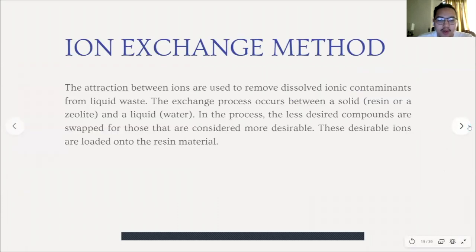The attraction between those ions is then used to remove the dissolved ionic contaminants which are present in the liquid waste. The swapping process uses a solid, which is either a resin or a zeolite, and a liquid like water. And then the exchange process starts, and the less desired compounds are swapped for those that are desired. Thus, the desirable ions will be placed in the resin material, and the less desired ones will be left in the waste.